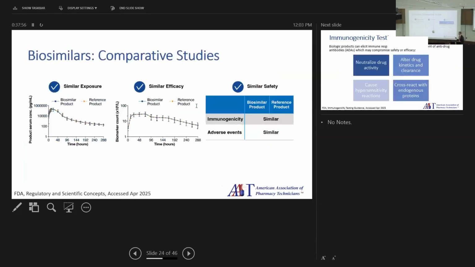And so some of the analytical studies, they may take a look at the far left to make sure that the biologic and biosimilar move through the patient's body similarly, that they have similar concentrations when they're administered, they're similarly effective, and then making sure that they have similar safety profiles, making sure that their immunogenicity is similar, and then that their adverse effect profile is similar.